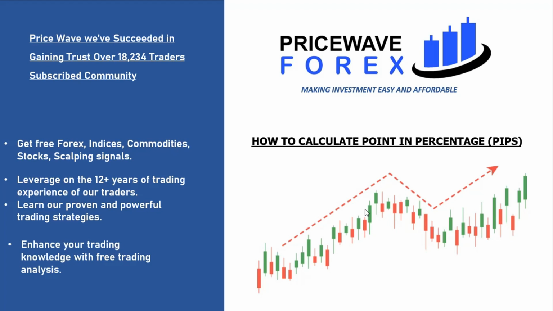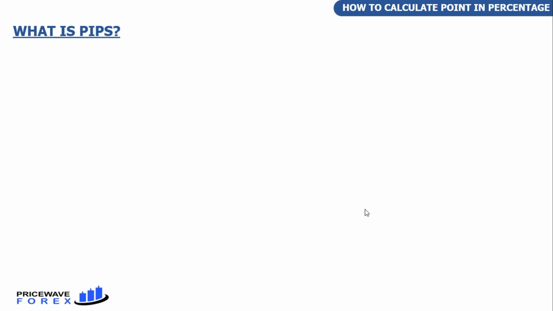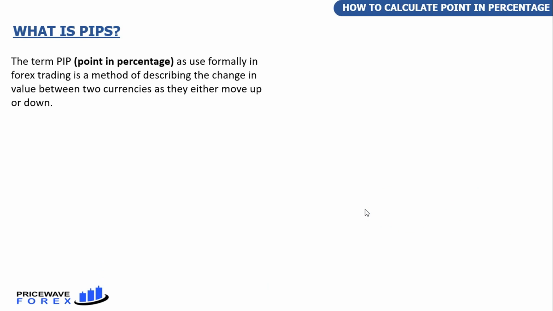Now let's jump into the tutorial and learn about pips. What is a pip? Pip means points in percentage, as I said earlier. Maybe you have heard a lot of traders say, my trade moved 40 pips, my trade moved 50 pips, or I had a hit on a sell of minus 20 pips, stop loss, and thereabouts. We want to talk about these pips.